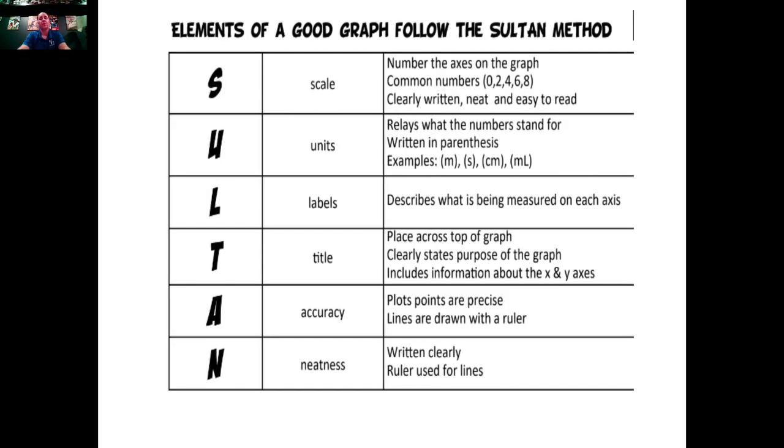All right, so this is something new we're trying this year. It's called the Sultan method. Each letter of the word Sultan stands for a different part of your graph. So you have S for scale, remembering that you've numbered evenly across your graph. U for units, putting all your units in the appropriate spots, specifically those axis labels. L for label. T for title. And A for being accurate and neat when you plot your graph.